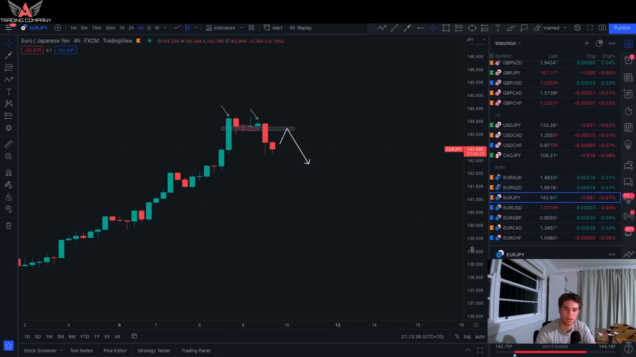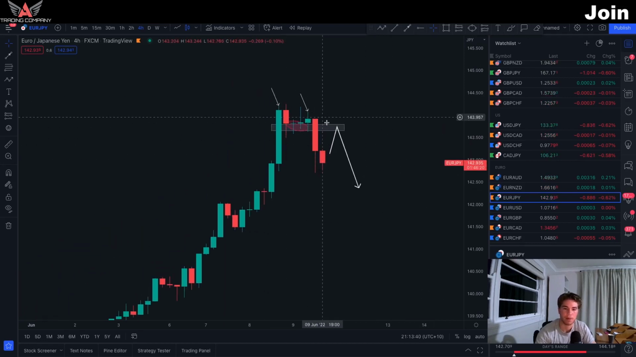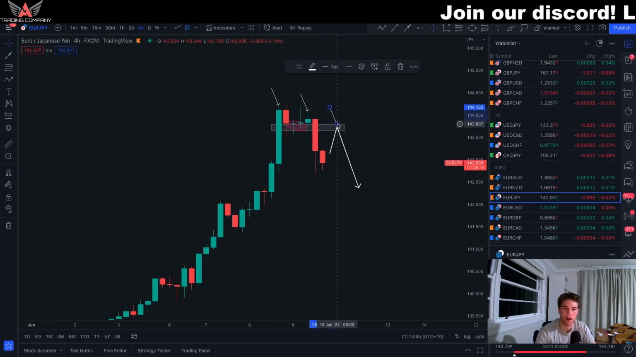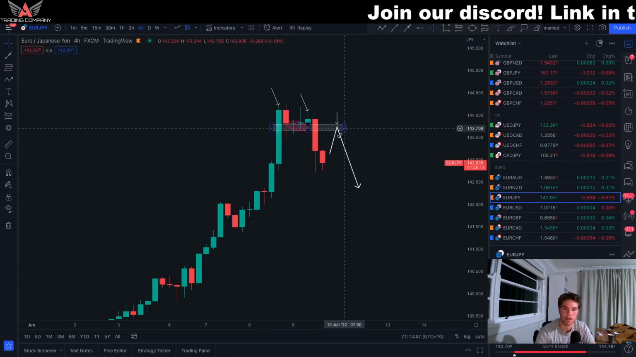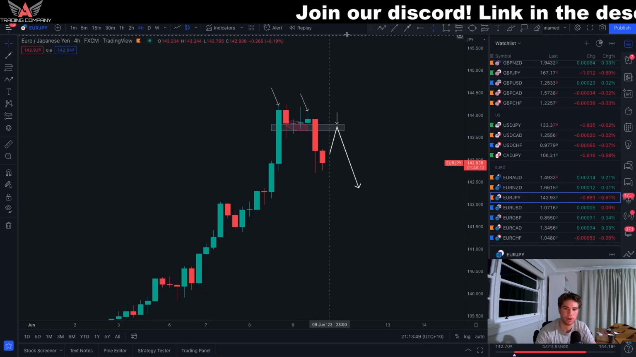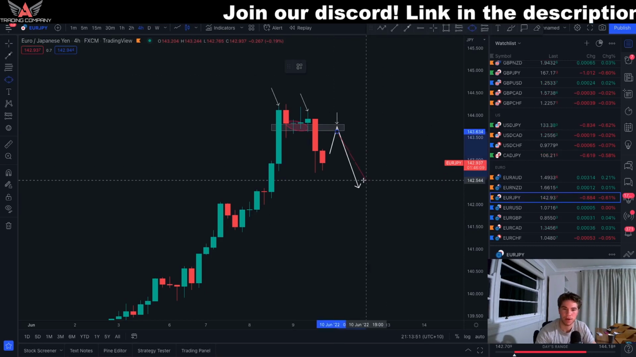So this is what I sort of want to see. I want to see this lower low being made. Then I want to see a lower high for this downtrend to continue and create that new low. And then obviously this is where we want to profit.